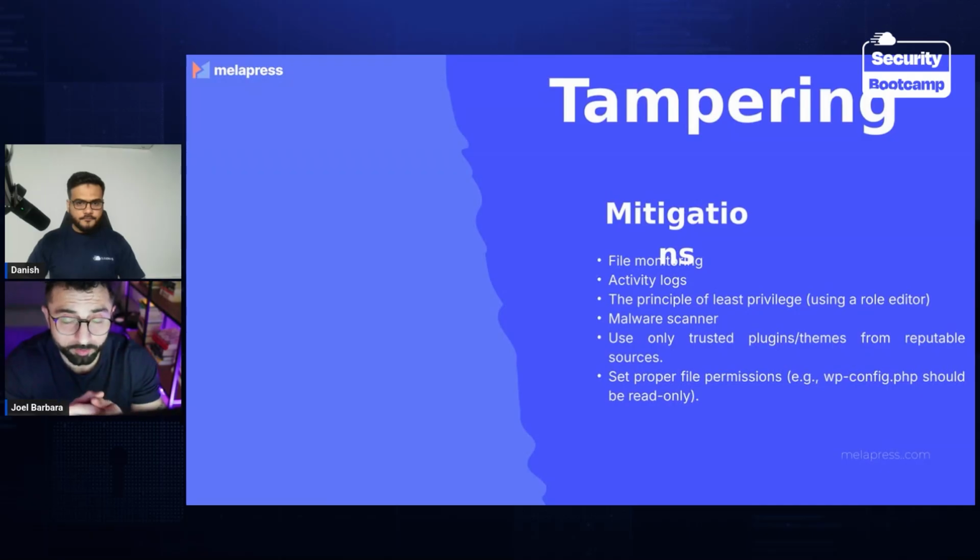Another way is through activity logs. Keep a log of who's logging in and when, what they are accessing, what they are modifying. Then there is the principle of least privilege, which tells us that user accounts should only have access to what they need to do, not more or less. So if you have very specific roles in your organization, use a role editor to create roles for those functions. A malware scanner always helps. If there's some known malware running on your system, this will help us to find it.